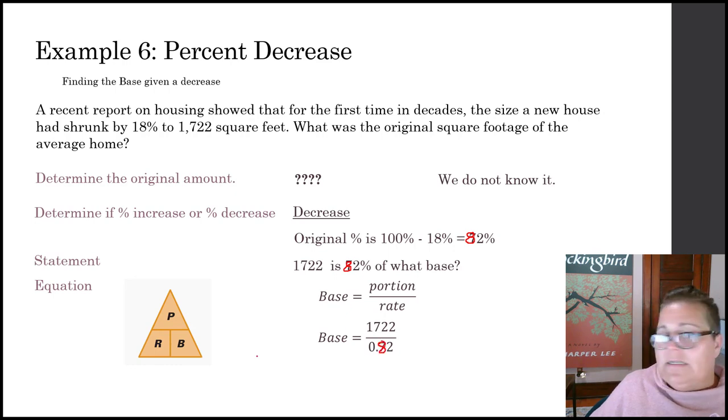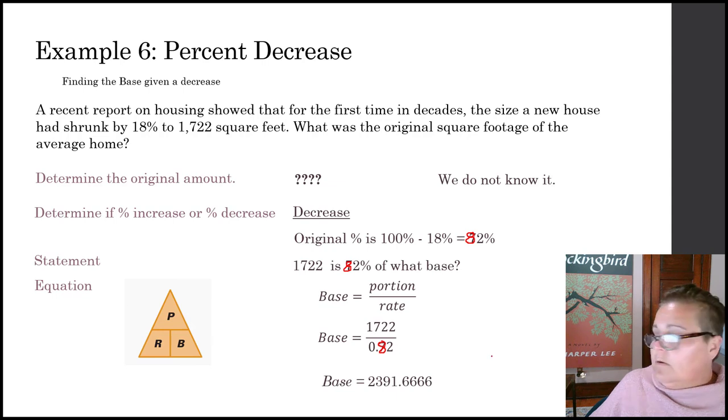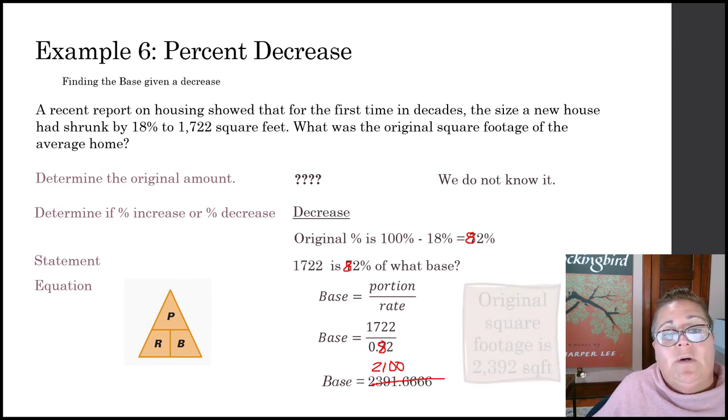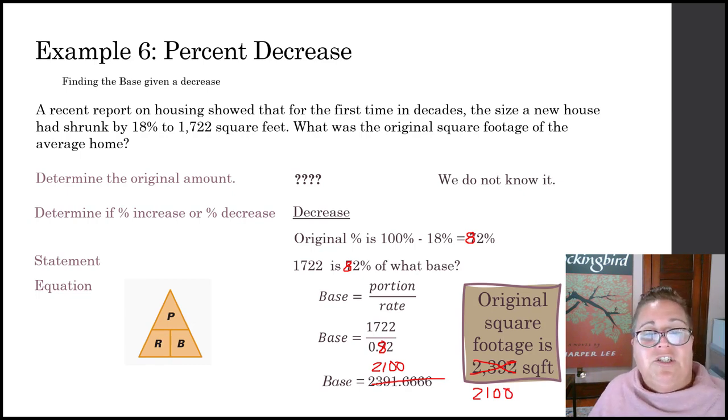Let's get that right in there. And now I'm going to need my calculator because I had the wrong number in there. 1722 divided by 0.82, which is going to be 2100. Okay, so that means that our final answer here is 2100 as the original square footage. Let me fix that. 2100 is our original square footage.